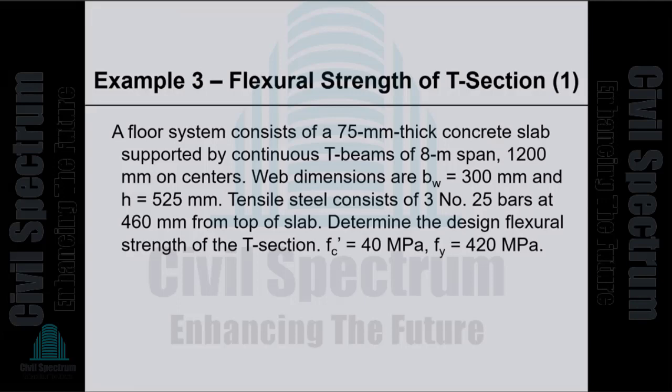The web dimensions are b sub w 300 millimeters, that's the width of the T beam. Sub w is for web. Now there is a flange and a web. And h, the total depth, is 525 millimeters. This h is pretty problematic in ACI 318. You have to always figure out what it means. For a beam, h is the total depth. Tensile steel consists of three number 25 bars at 460 millimeters from top of slab. So the effective depth is directly given in the problem statement. Determine the design flexural strength of the T section. f sub c prime is 40 MPa, f sub y is 420 MPa.